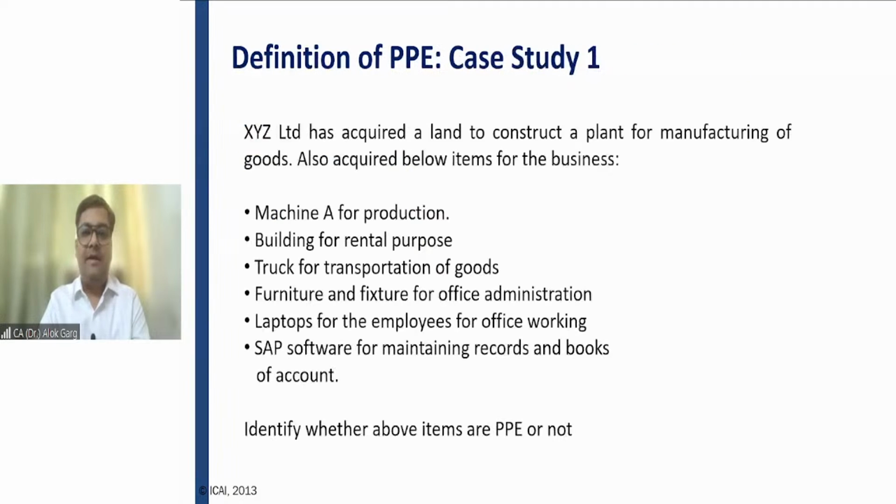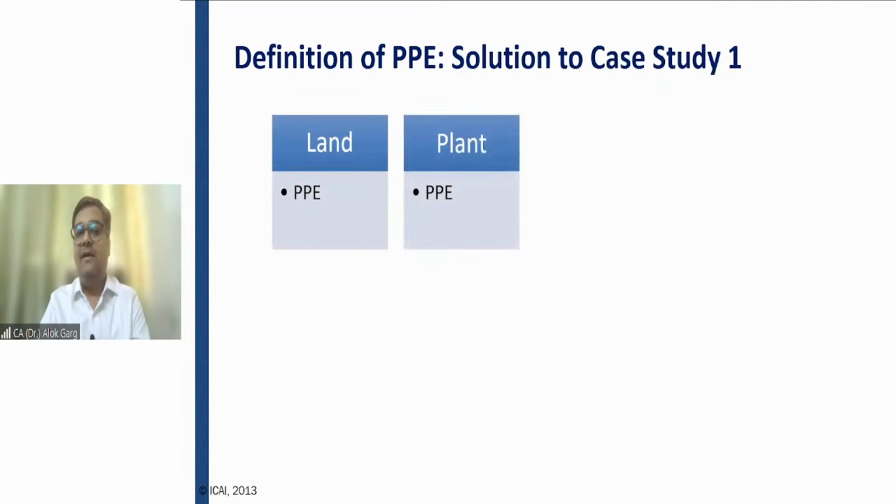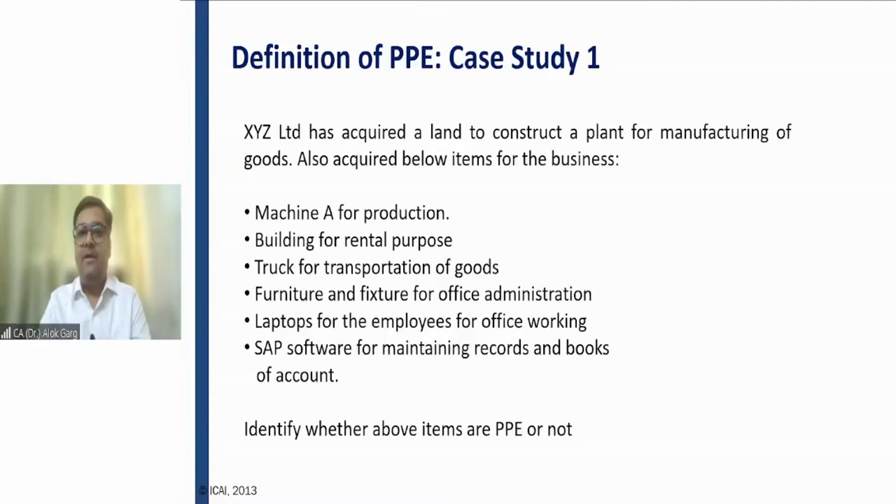Land is PPE. Plant is PPE, machine is PPE. In this case, the land which is acquired for construction of the plant is PPE. The plant, the factory, is also PPE. Machine is PPE.